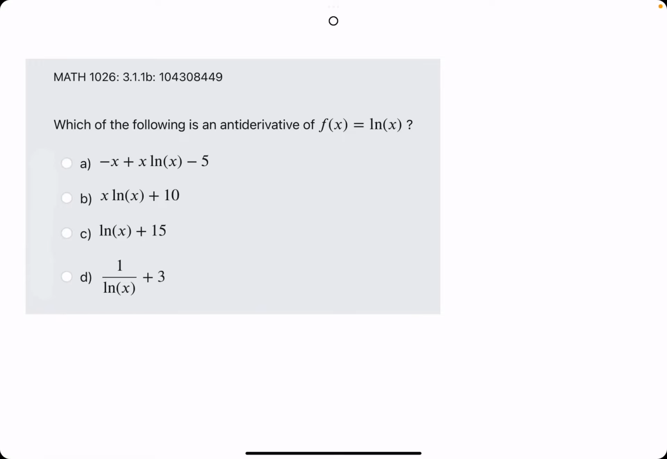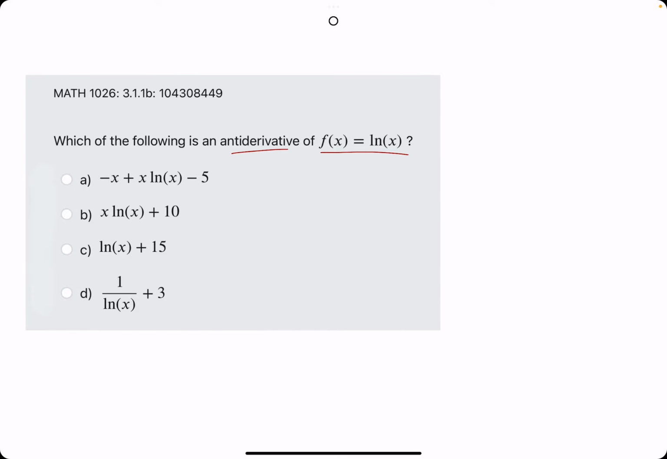Okie dokie. In this problem, they ask kind of the opposite. They say which of the following is an antiderivative of this? Meaning, if we took the derivative of one of these functions, would it give us just ln of x as a result? And so I believe that's the approach in this one. We want to take the derivative of each option until it matches ln of x as its derivative.